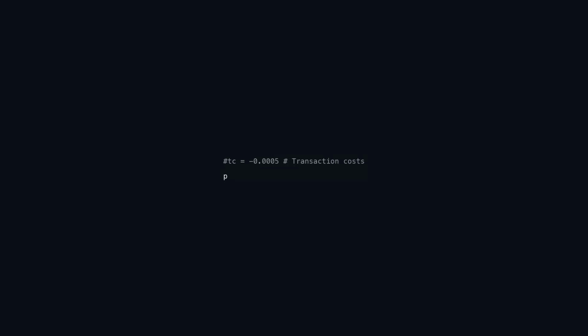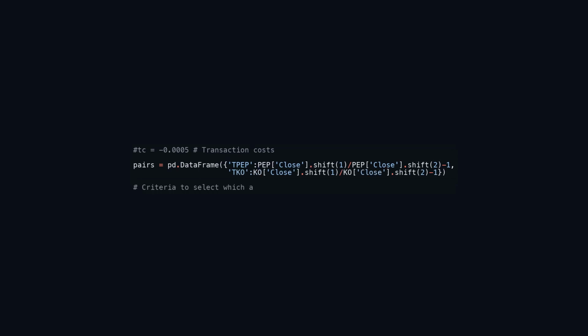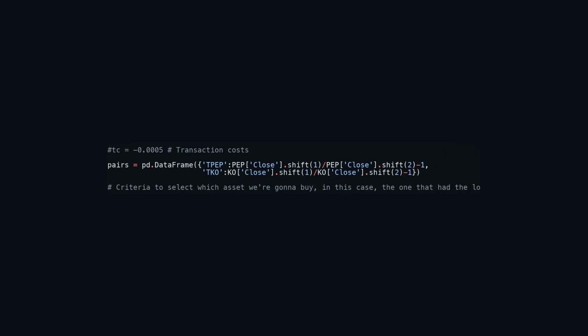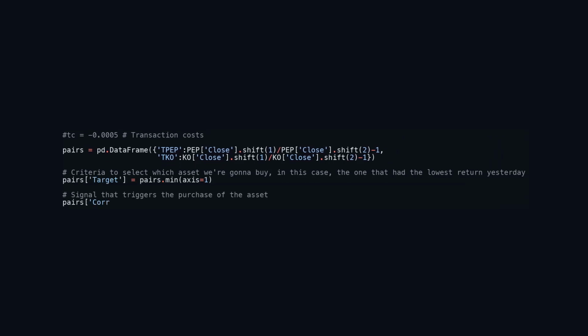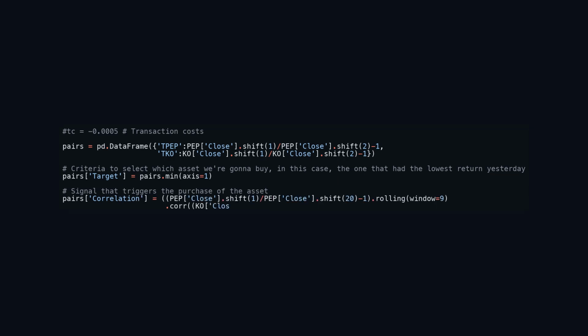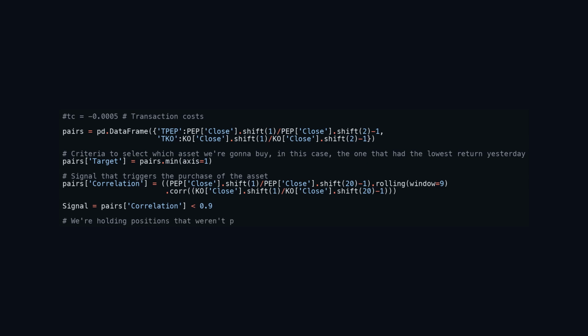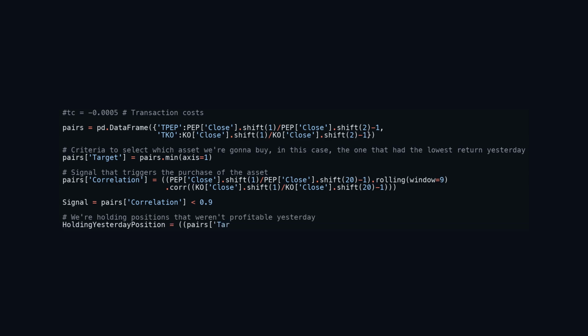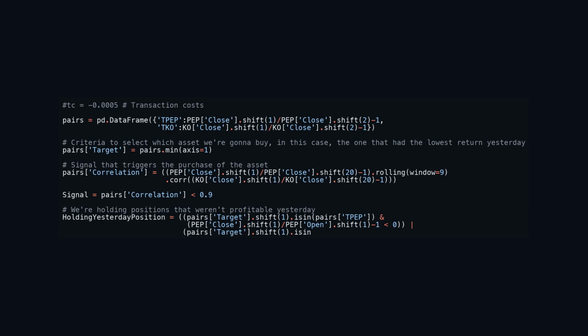This code analyzes and trades two stocks as part of a statistical arbitrage strategy using Pandas for data manipulation. It calculates daily returns for the stocks PEP and KO by comparing their closing prices from the previous 2 days, storing these returns in a data frame named pairs. The stock with the lowest return from the previous day is identified and recorded in the target column. The code then calculates the correlation of returns over a rolling window of 9 days to evaluate the stocks' recent behavior. A purchase signal is triggered when the correlation drops below a threshold of 0.9.